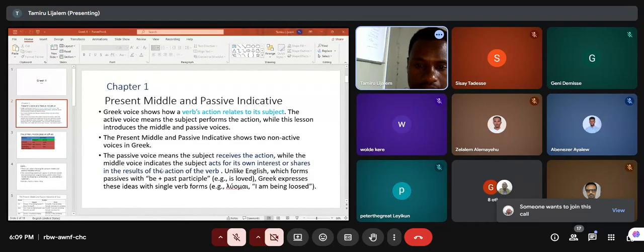Unlike Greek, English forms the passive with "be" plus participle, for example, "is loved." Greek expresses this idea with a single verb. For example, this one is luomai. It is pronounced as luomai. The meaning is "I am being loved."